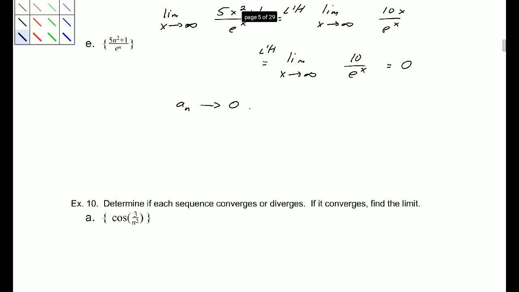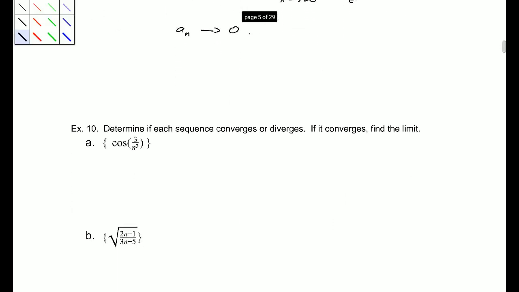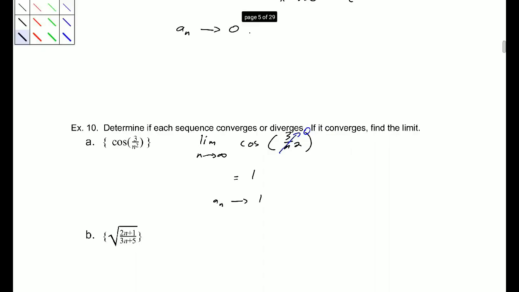Next, determine if each sequence diverges or converges. Because cosine is a continuous function, we can take the limit as n goes to infinity of cosine of 3 over n squared. Applying my limit, this term goes to 0, which means this converges to cosine of 0, or 1. So a_n converges to 1.